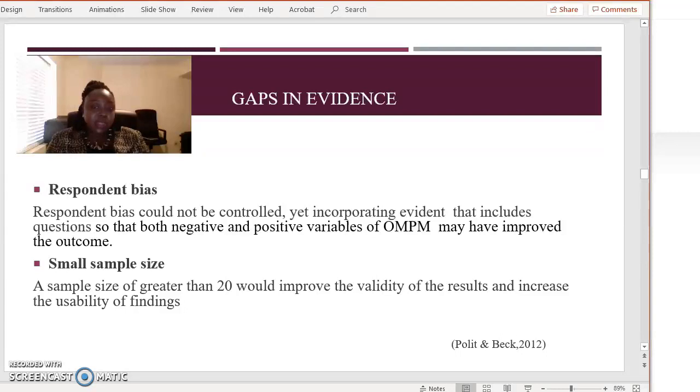We do have some gaps in evidence. There is respondents' bias, which could be controlled by incorporating evidence that includes questions so that both negative and positive variables of the 1-minute preceptor method may be improved, and then we'll have an improved outcome. Also, the sample sizes of most of these evidence were not that great. It's the hope that once we have larger, greater sample sizes, we'll be able to improve the validity and the results and increase the usability of the findings.